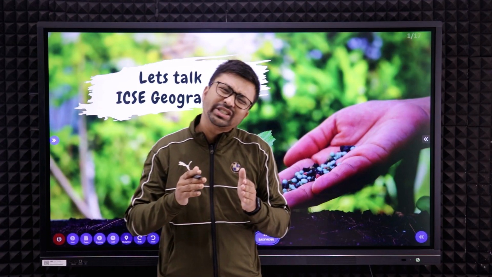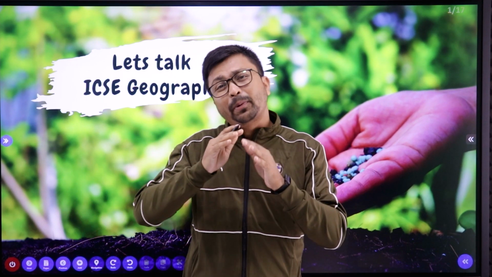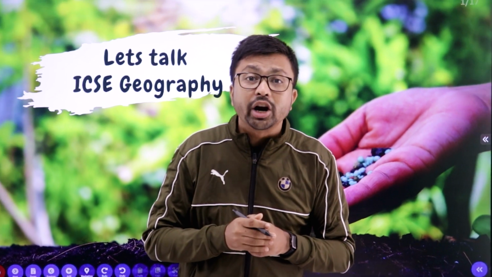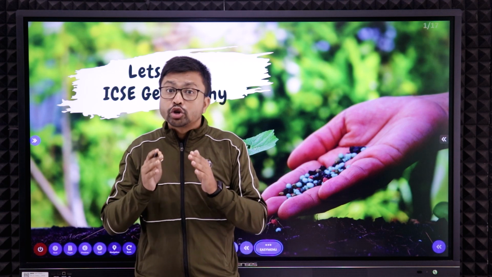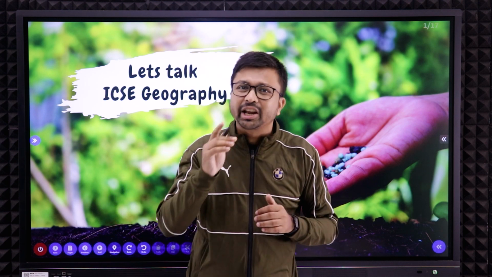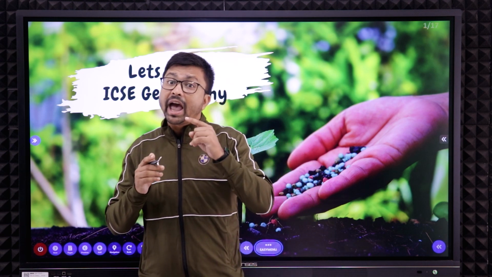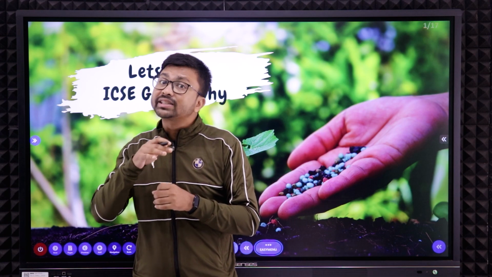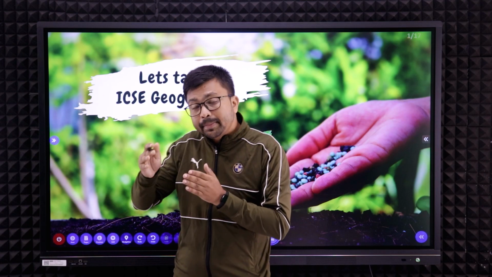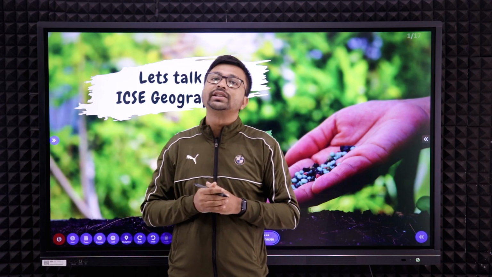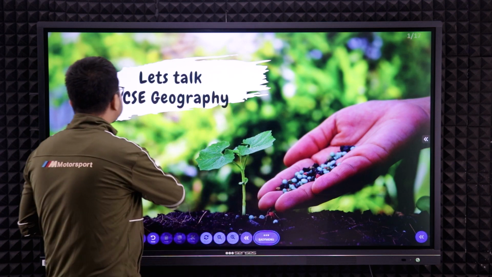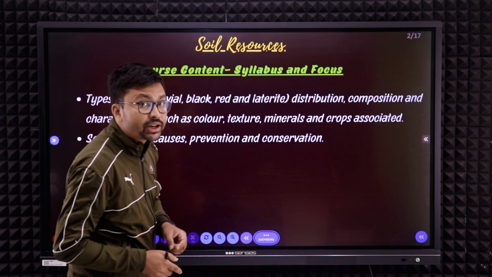Now, as I used to say, before starting any chapter, you should check the syllabus and content of the particular chapter, so you will get a better understanding, which will help you to understand the chapter better as well as score better. You will understand which portion has more weightage, so you can prepare accordingly and secure good marks. So let's start the chapter, that is soil resource.